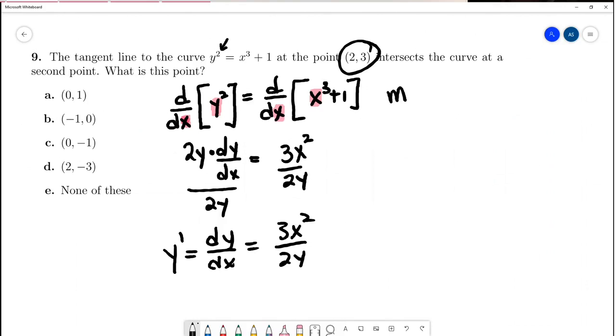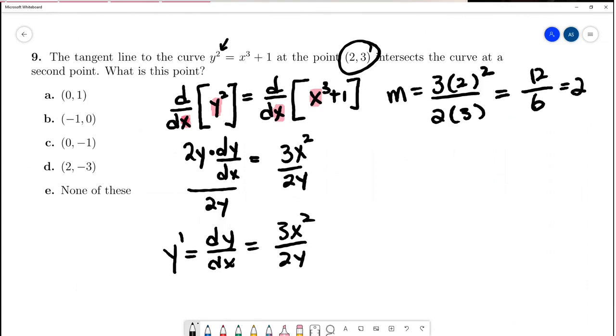So that slope at (2, 3) will be 3 times 2 squared over 2 times 3. Simplifying, we have 2 squared is 4 times 3 is 12, and 2 times 3 is 6. We reduce that down to 2. So now I have the slope of the tangent line.